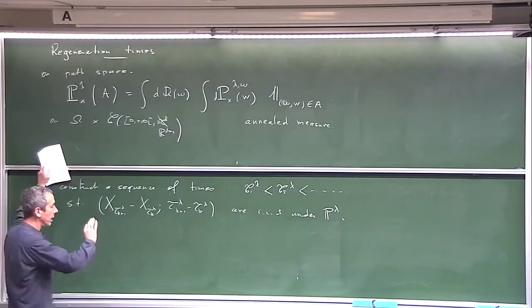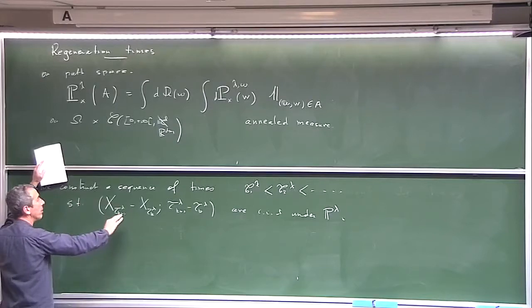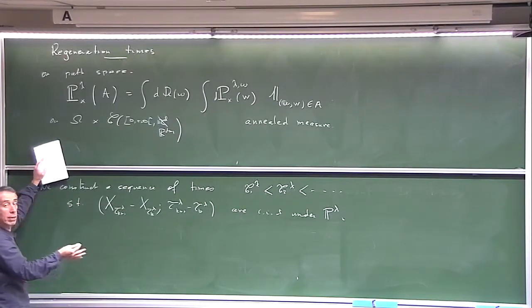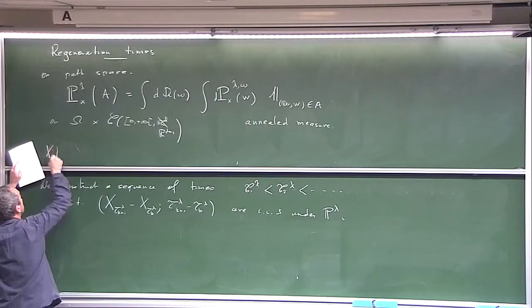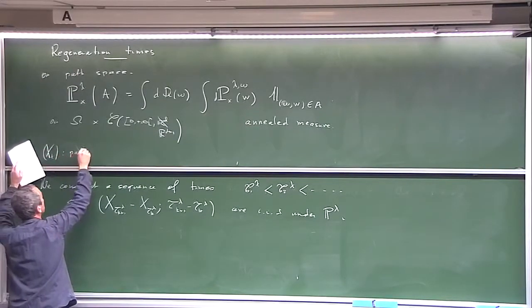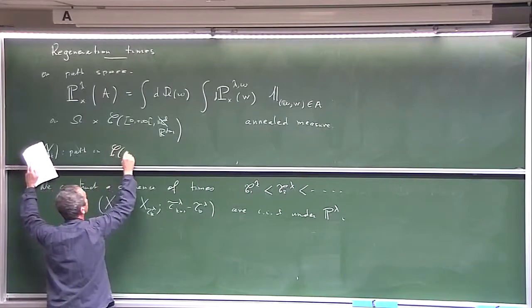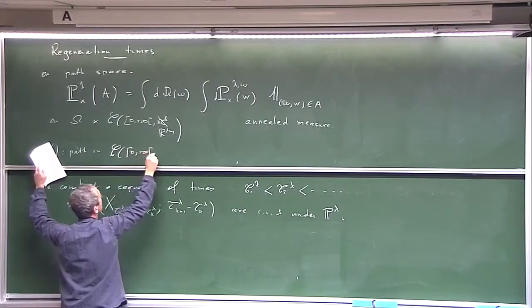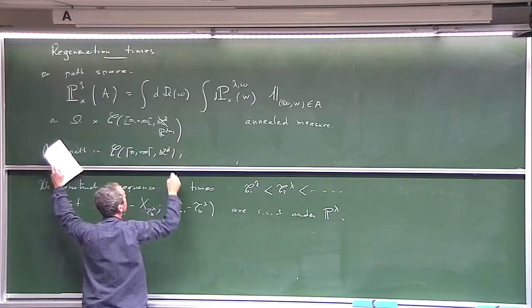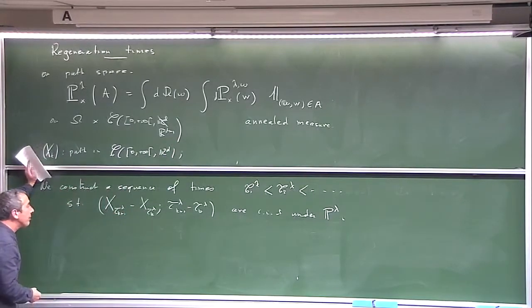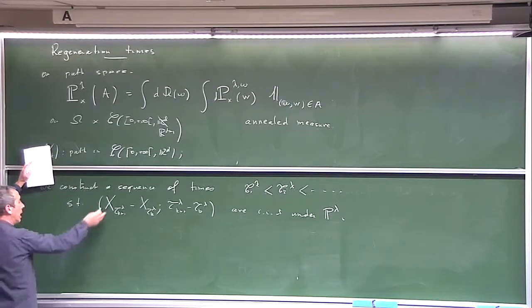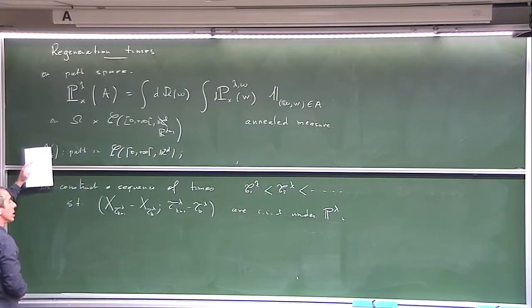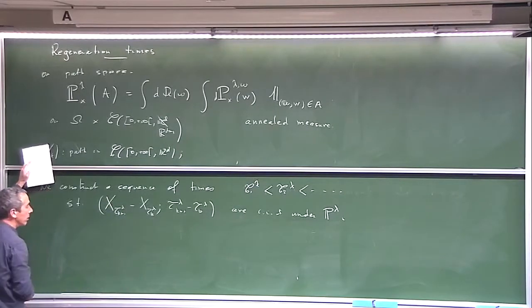So I am only considering the diffusion. I am on path space, and I'm using X as the coordinate process. So X_t is a path in the space of trajectories with values in R^d. Now I don't use the superscripts lambda or omega because the lambda is hidden in the measure itself.